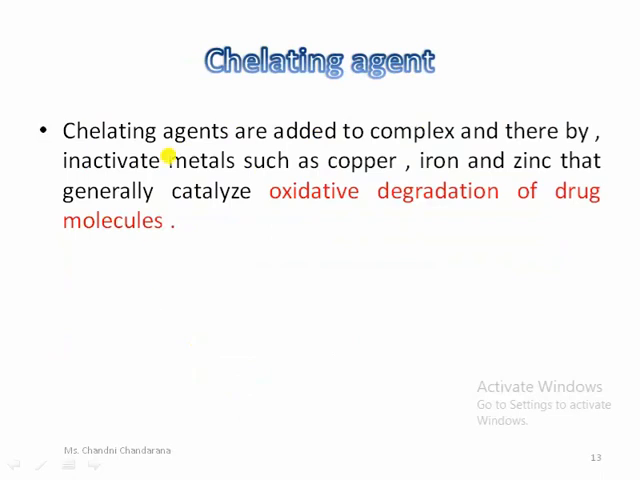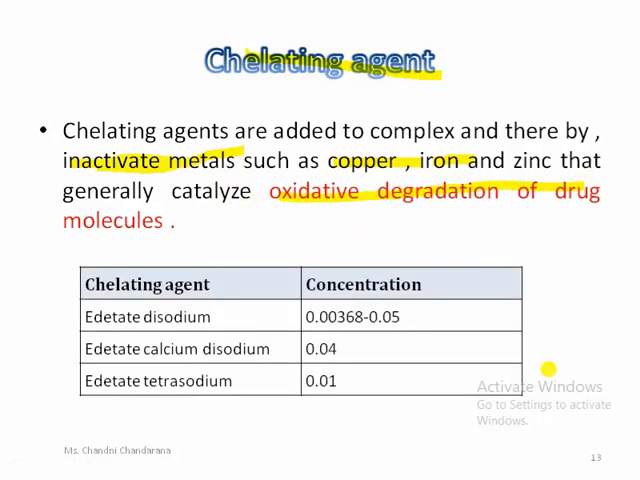Now we will see the chelating agent. So what are chelating agents? They produce a complex with metals and inactivate them, metals such as copper, iron and zinc that generally catalyze the oxidative degradation of drug molecules. So by using a chelating agent we avoid the oxidative degradation of the molecules.